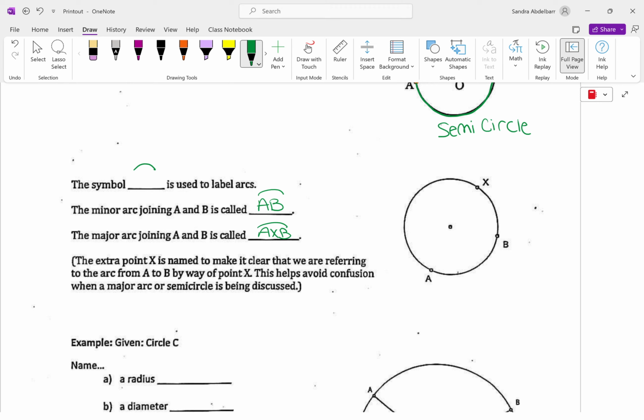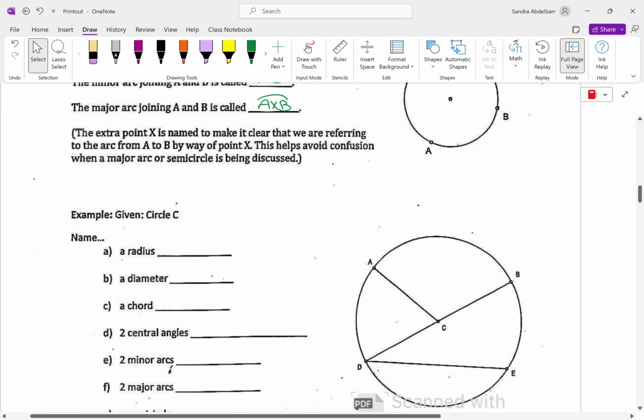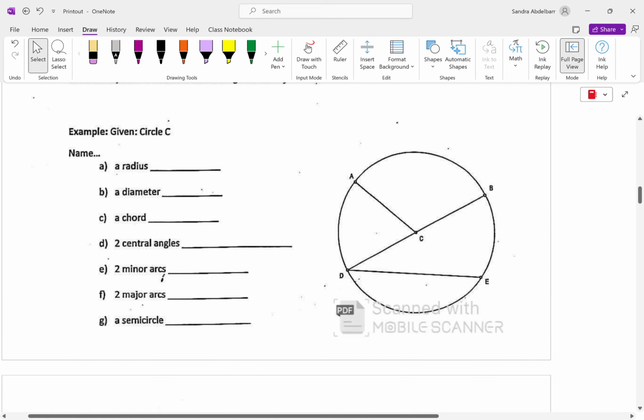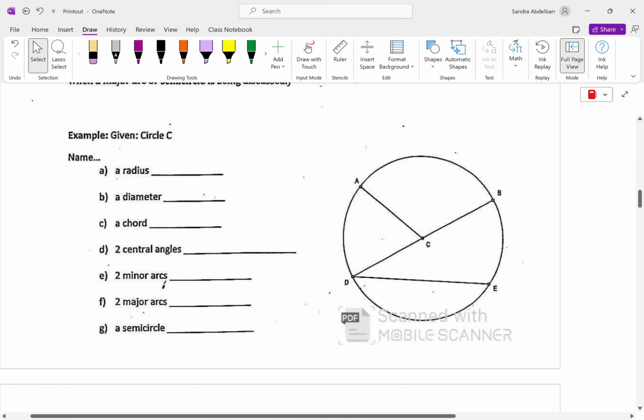And it's that extra point X that helps us distinguish between the minor and major arc. Okay, so just make sure we're pretty solid on definitions here. Let's give an example.